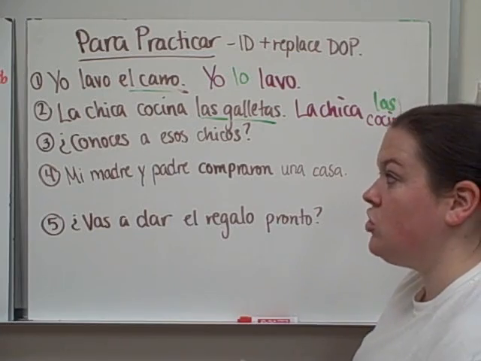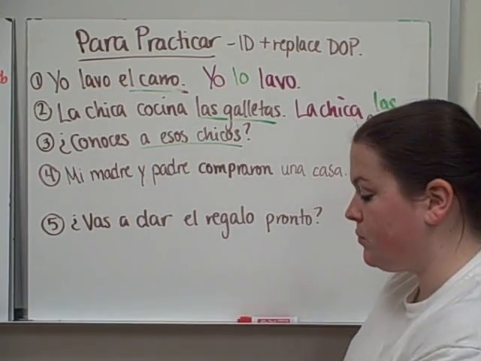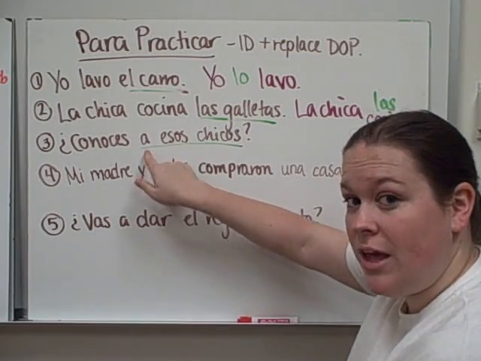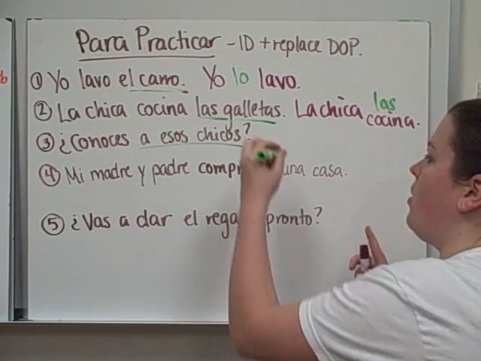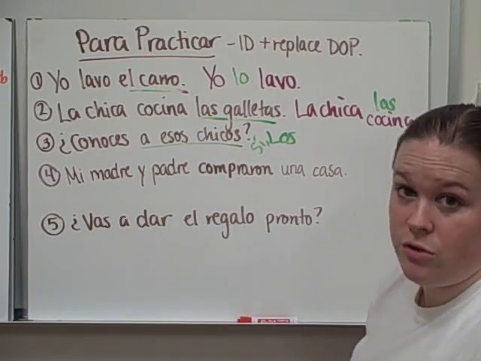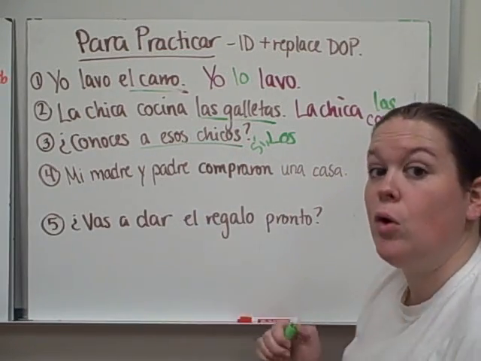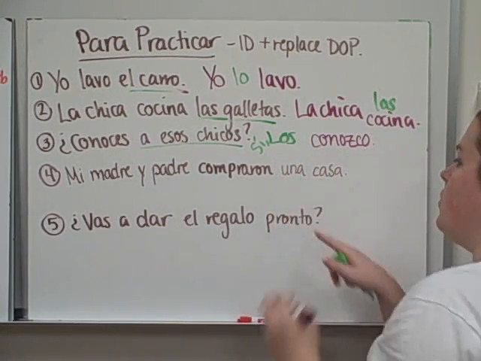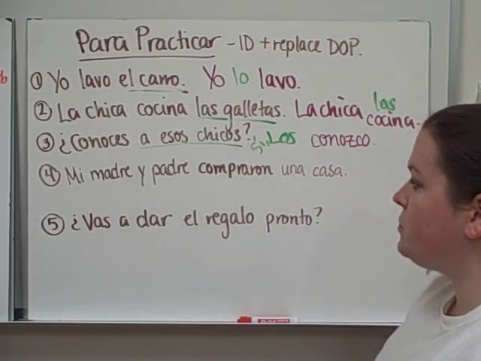So it's receiving the action, do you know who or what? The boys. So, a esos chicos, remember you have a personal a to help you figure that out. That's what's receiving the action of the sentence. That will become los. So you need a sí, because it's answering a yes or no question. Sí, los. And then for saying I know, conozco. So yes, I know them, or the boys.